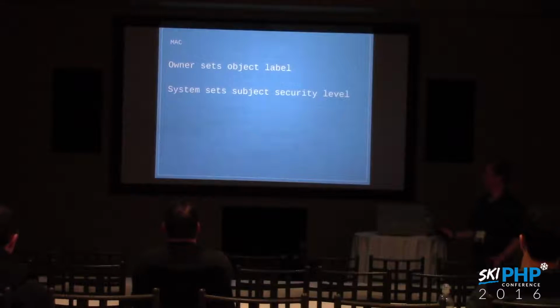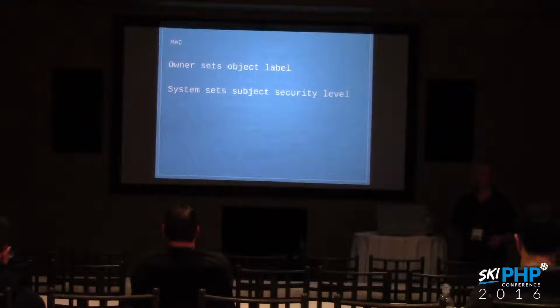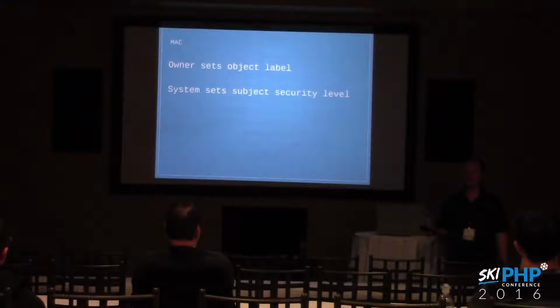So the owner, it's important to remember that the owner sets the object label and the system sets up the system level. So the owner can't go and give access to a specific subject, that's not allowed in a straight mandatory access control system model. That is defined separately. Whereas in discretionary, the owner has complete access. They can give resource access to whatever user. In mandatory, that's not the case.